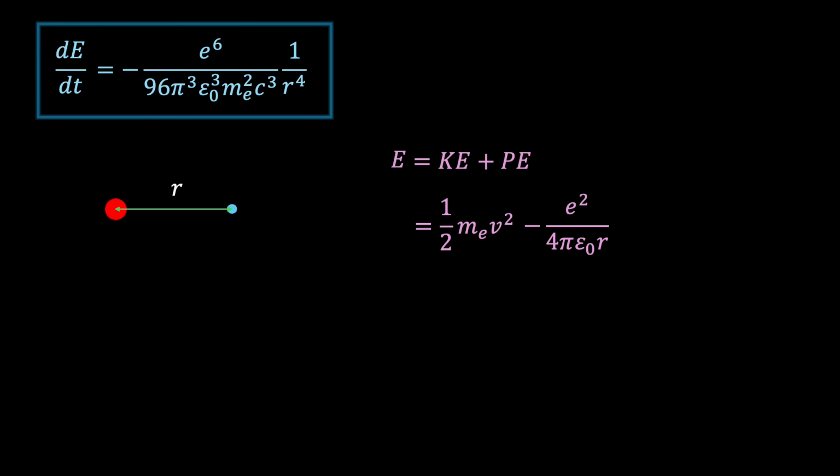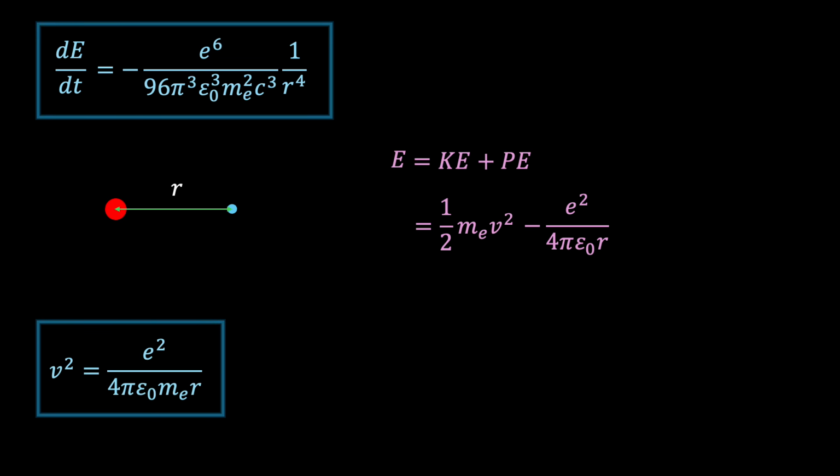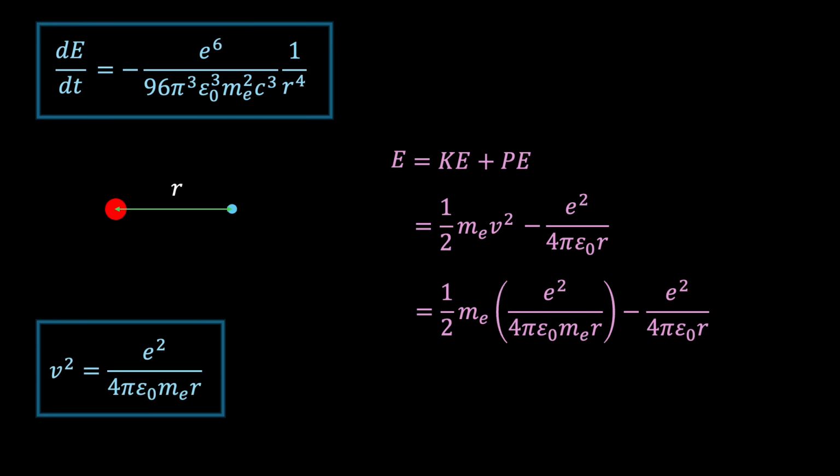Next, if we sub in the expression for v squared that we derived earlier, we find the following expression, and this simplifies to minus e squared divided by 8 pi epsilon naught r. This represents the total energy of the electron for a given radius r.